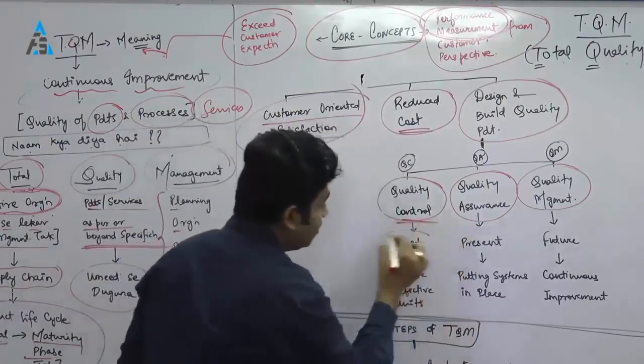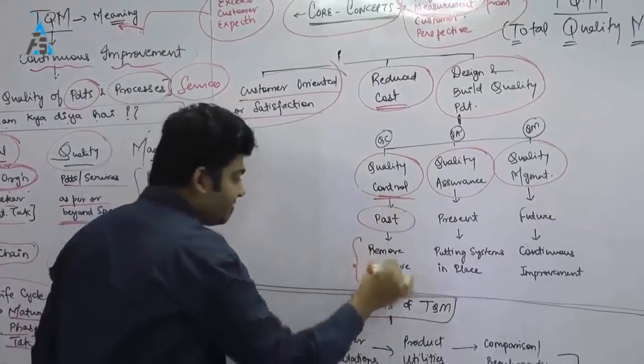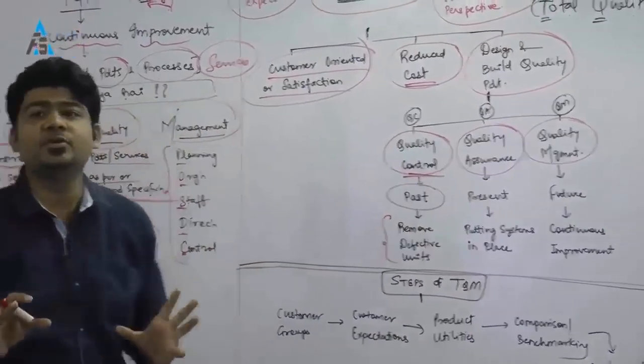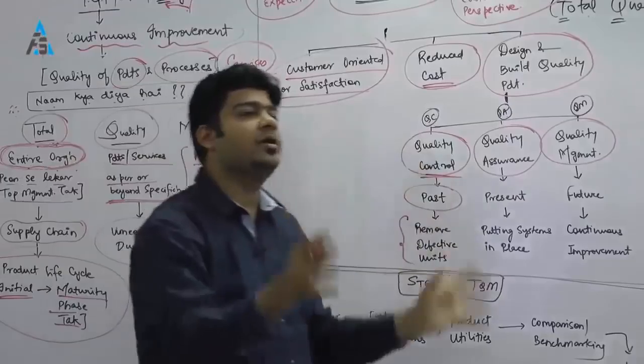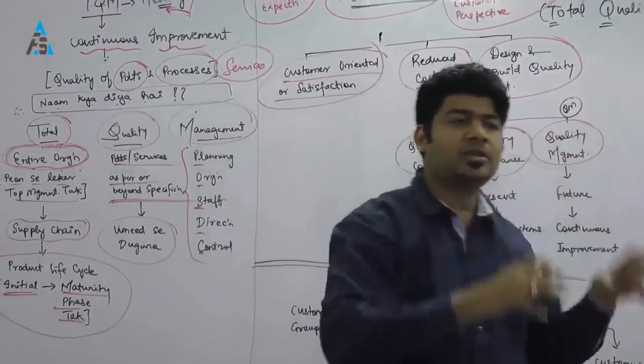Now, quality control looks at the past. Remove the defectives which are there in every unit. So say for example, you made 100 units in the past, of which 3 have been defective.